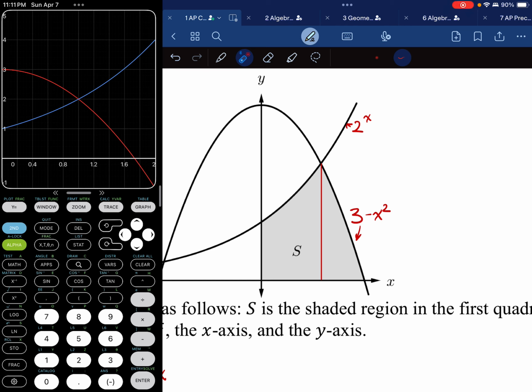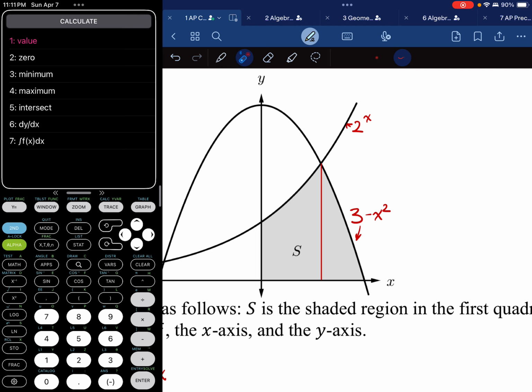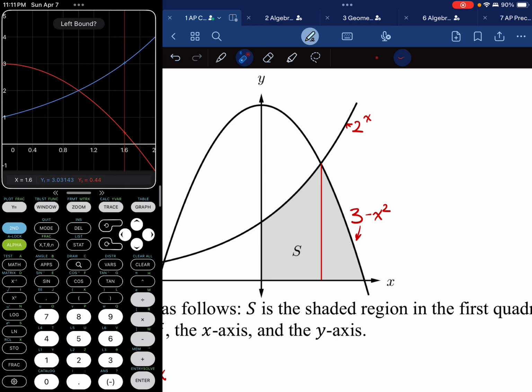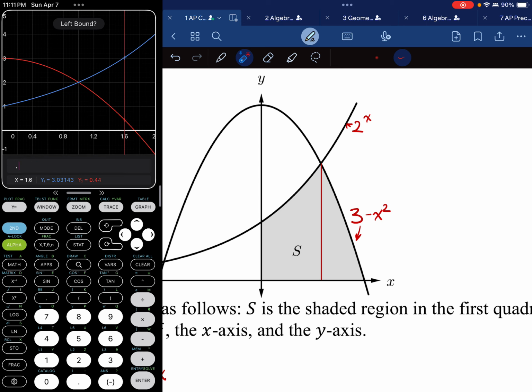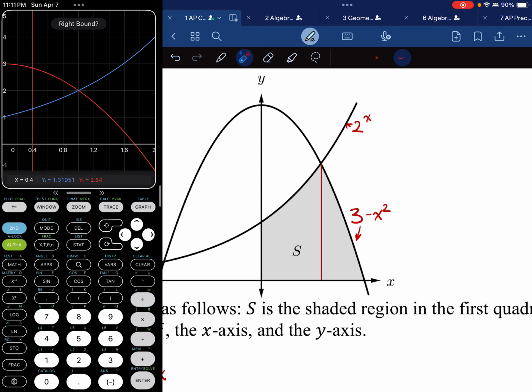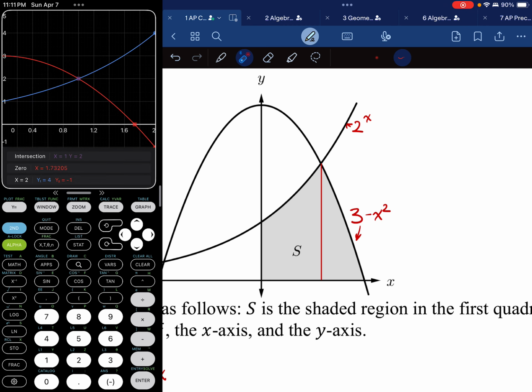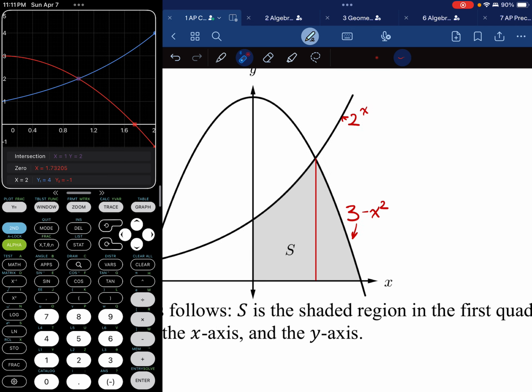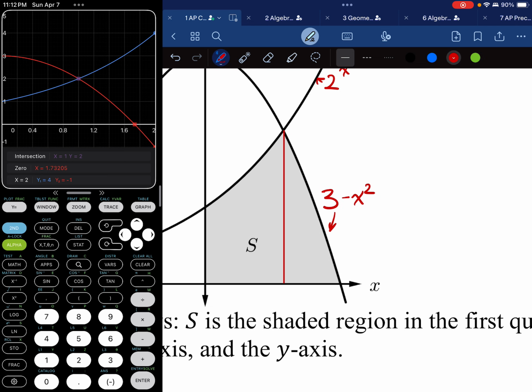So I need to find the intersection of the blue and red lines. I'm going to hit, not alpha, but second trace to do a calculation of an intersection. So 5. Left bound is going to be 0.4. Right bound, I don't know, just 2. And it gives me a bunch of information. The intersection happened at a really nice point. It happened at x is equal to 1. Lucky us. So that happened at 1.000 on the dot. And then this intersection right here, my calculator is so smart. It does it for me.